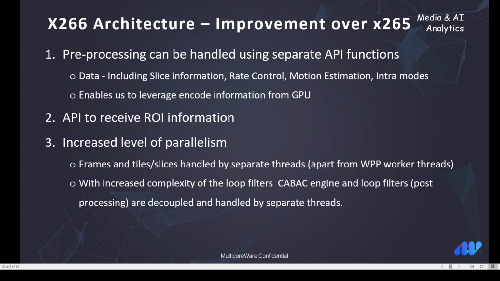The other main improvement that we have done in x266 is that we have improved the level of parallelism. In x265, we have only frame threads and WPP threads. Even though there is slice level parallelism in x265, those are still handled by the frame threads. But in x266, on top of frame threads and WPP threads, we also have a separate set of threads to handle at tile level. Tile threads become important in x266 because VVC has new advanced tools for 360-degree videos where tiles are important for encoding.